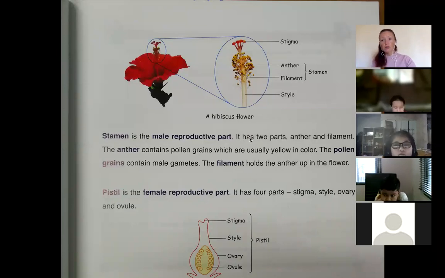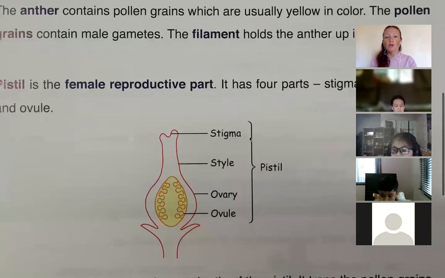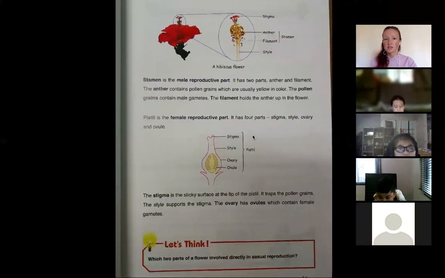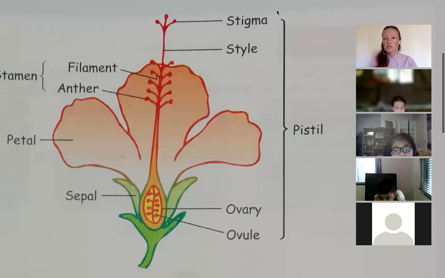And let's talk about flower girls. The flowers are boys and girls as well. How do we call the female reproductive part? Here, guys, how do we call it?